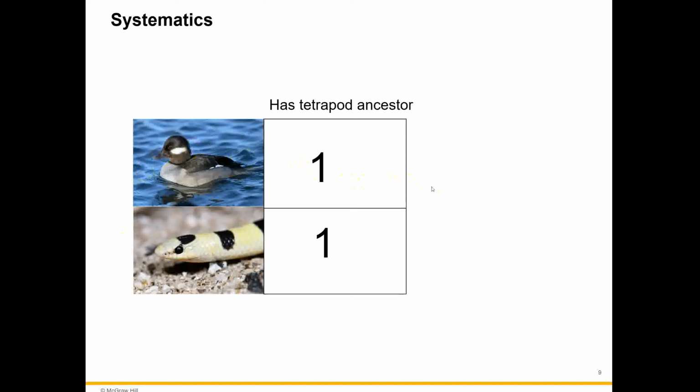And by the way, this is a simplification. It's not really quite as easy as this. I'm just trying to show you that classification is based on essences, just on these traits. Systematics is based on ancestry. Systematics is classification plus evolution.